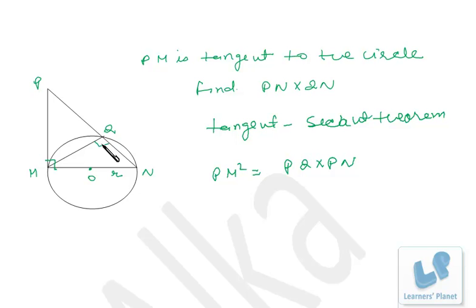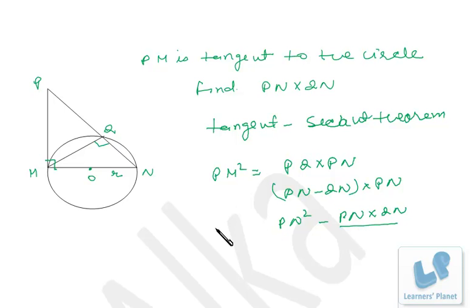Now PQ, since we want PN into QN, we don't want PQ. So PQ I can write PN minus QN into PN. Now this is PN square minus PN into QN. This we want. And this is actually PM square. So PN into QN will be what? PN square minus PM square.